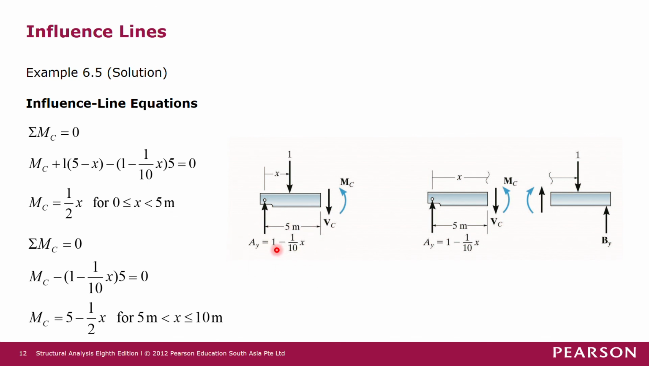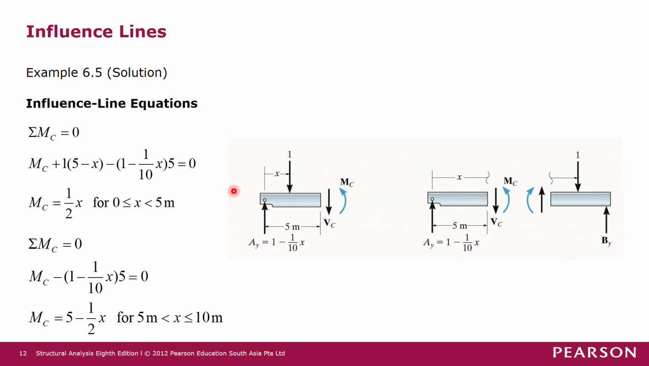And then the support reactions, we have already done the equation in the previous example. So AY is equal to 1 minus 1 over 10 x. This is a similar beam to the previous example, so the support reaction AY has been solved and is given in this equation here. First of all, we look at when x is 5 meters or less, so from 0 to 5 meters.